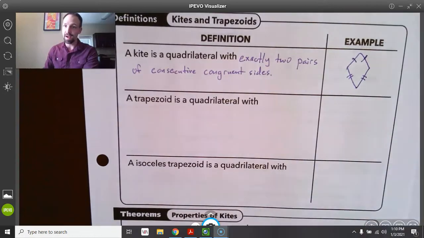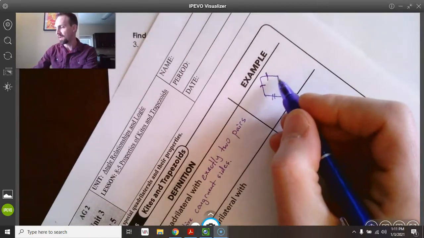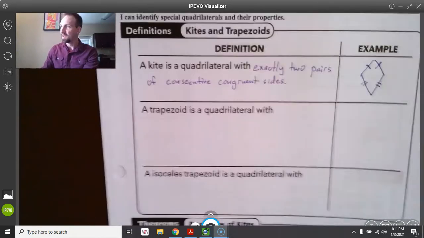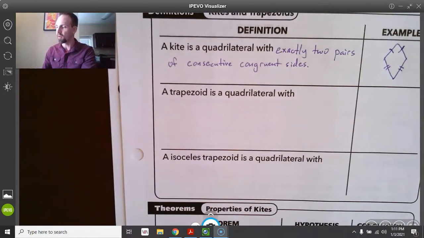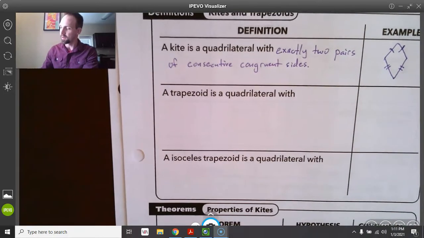Now remember, kites don't have to be shaped this way. If I rotated it or turned it, it's still a kite. And often the examples that we have aren't up and down vertically like the kites that you're used to seeing, but sometimes lying on its side like that. So just keep in mind, consecutive means one after another, and then we've already talked about congruent. So it has to have exactly two pairs of consecutive congruent sides.